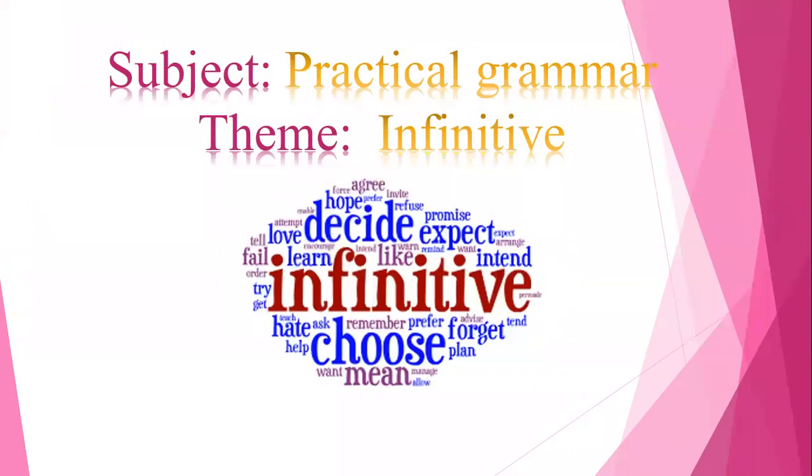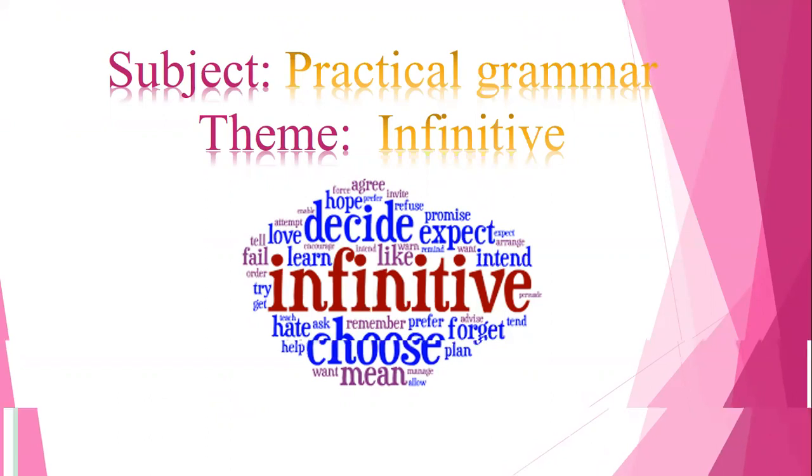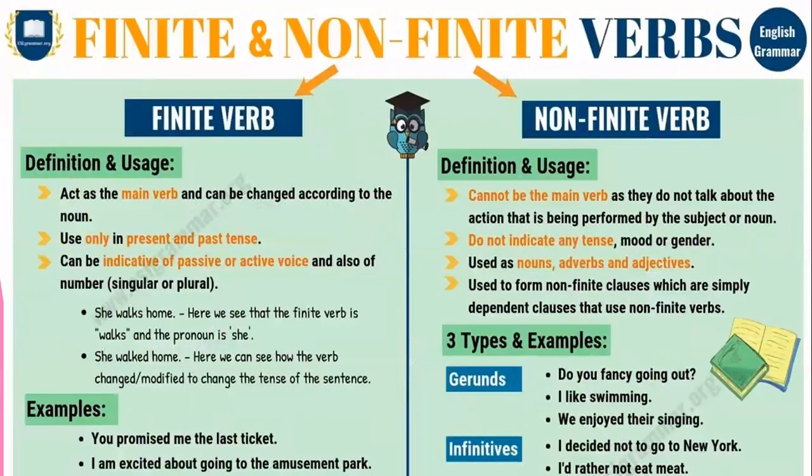Our today's subject is practical grammar and our today's theme is infinitive. Today we are going to talk about the using and forming of infinitive. We know that in English, the verb has two forms, finite and non-finite verbs. Finite verbs are verbs which act as a main verb and can be changed according to the noun. They only use in present and past tenses. They can be indicative of passive or active voice, and they also number.